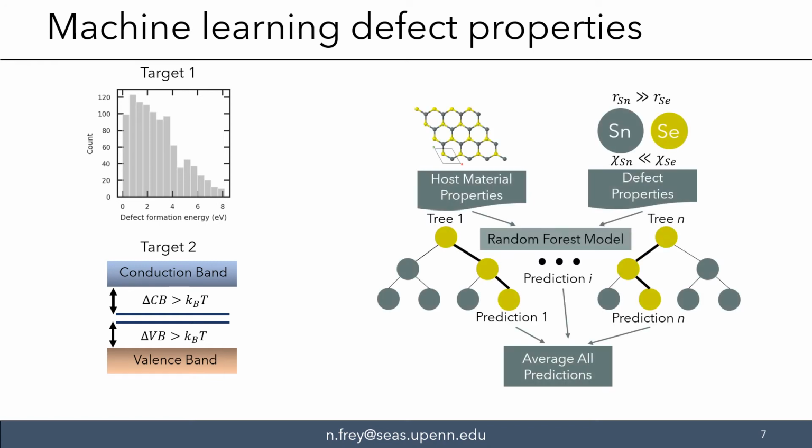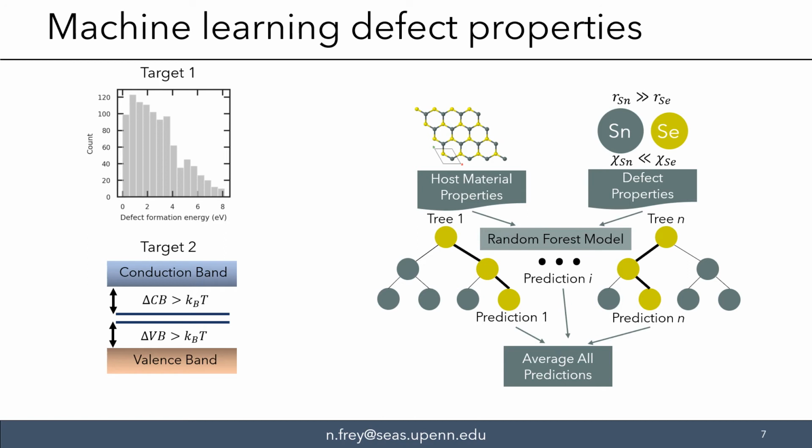For the machine learning models to predict these targets, there's a really important thing to note: we don't want to use any inputs from calculations. So we're going to parameterize the host materials with properties that we can either look up from a database or easily predict with our deep neural nets. And then the defect properties are things that we can really just look up from the periodic table.